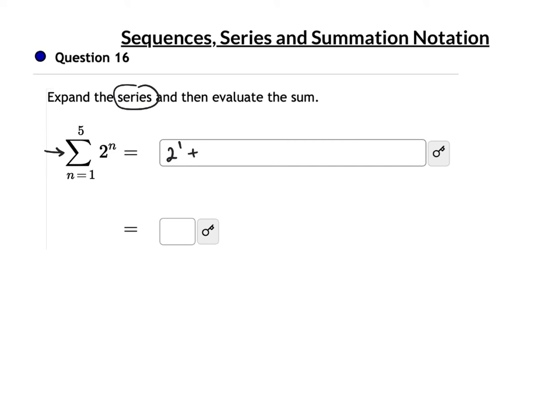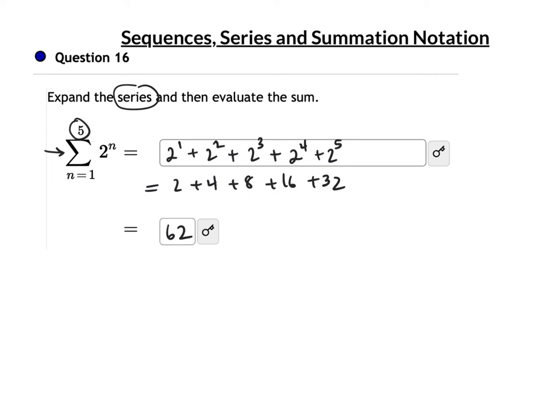That's when n is 2. That'll be 2 to the second. Then I'll add that to the next one when n is 3. And that'll be 2 to the third. And then I'll have 2 to the 4th. And the last number I plug in is 5. That'll be 2 to the 5th. So we work all this out. This is 2 plus 4 plus 8 plus 16 plus 32. And that all adds to 62.